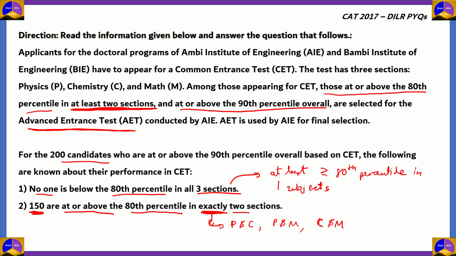So the critical term here is at least 2 sections. Now what does that mean? That means people who scored 80 percentile and above in physics and chemistry, physics and math, chemistry and math, or all 3 sections are eligible for the Advanced Entrance Test.